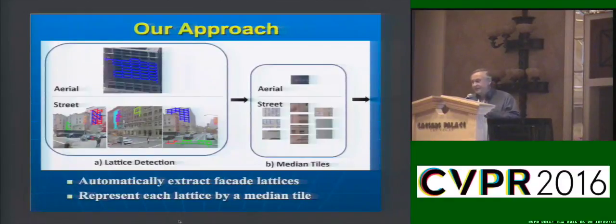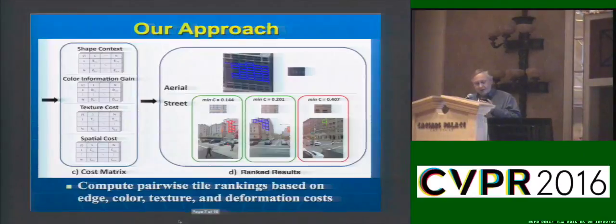Note that the lattices do not have to cover the full spatial extent of the surface, just a sample of the repeating pattern. We bring all the tiles of each lattice into alignment to compute a median tile that summarizes the appearance of the facade. This removes the repetition ambiguity and also repairs the effects of partial occlusion or cast shadows. Our task now becomes one of matching median tiles.